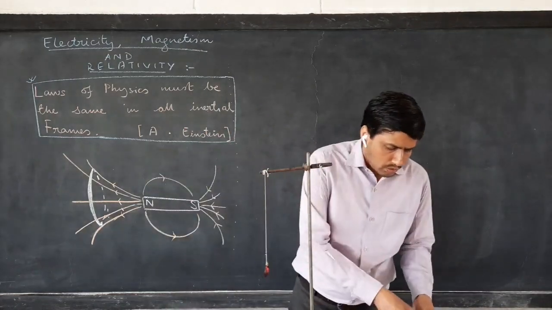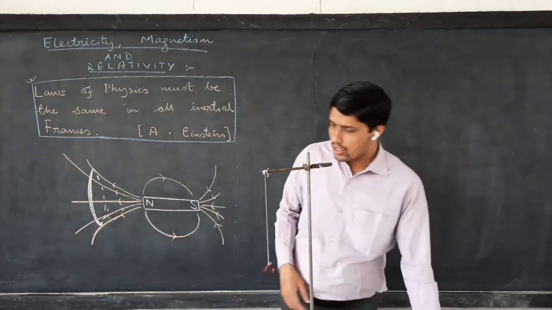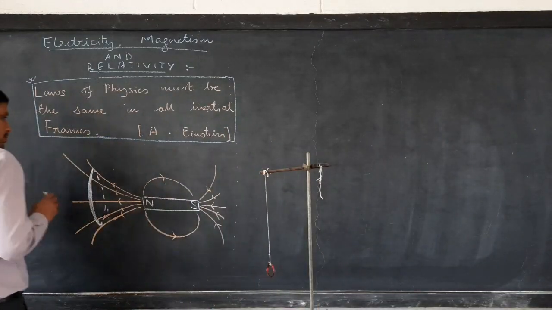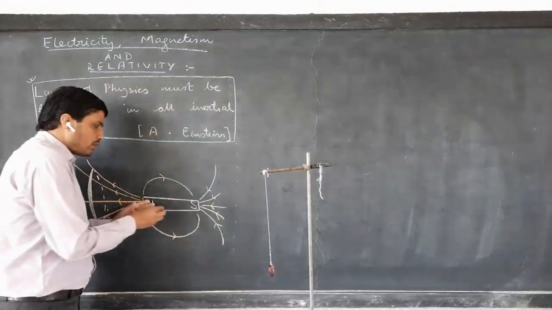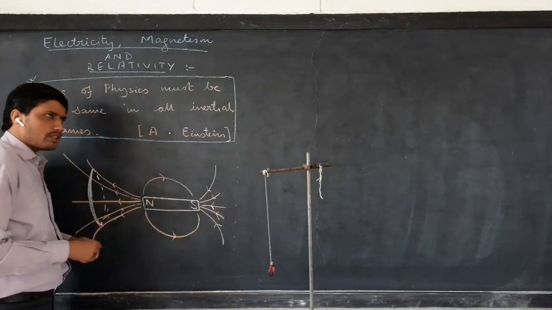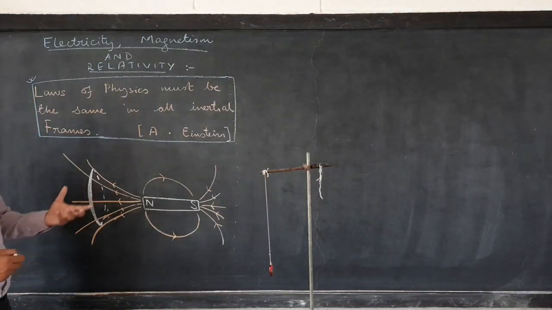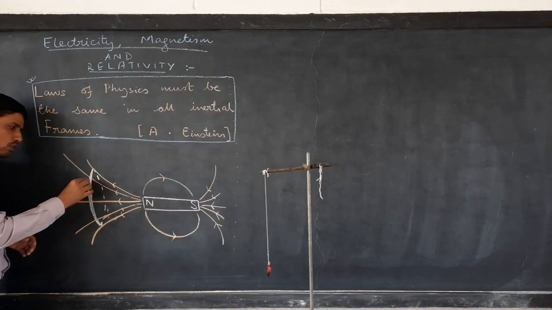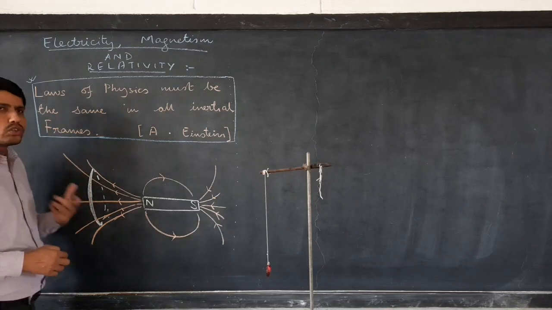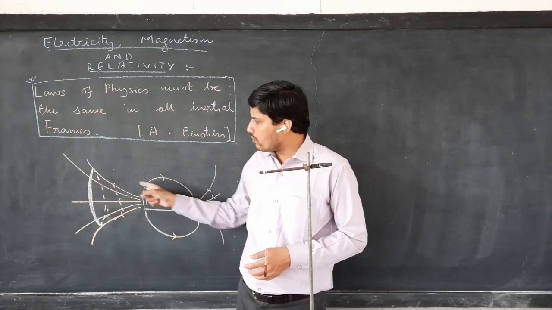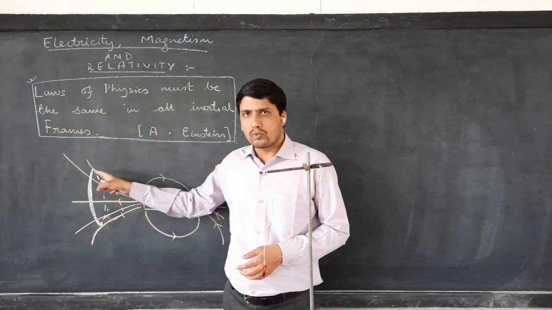I would like to put some more insight into this discussion, and I'll try to bring in relativity in this context. My point is, if my frame of reference is the magnet, that means if I position myself on the magnet, I should observe something. And if I position myself on this coil, then also I should observe something. And both of them, because the magnet is also an inertial frame, and this is also an inertial frame.